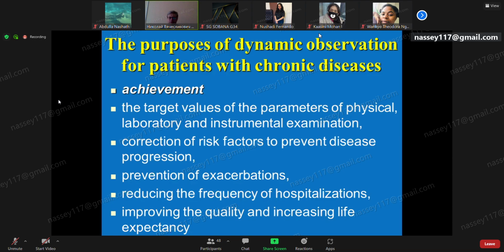The next goal, which we have to achieve by organization of secondary prevention, is correction of risk factors to prevent disease progression for all people with COPD, chronic obstructive pulmonary disease. Smoking is a very unpleasant risk factor, which supports disease progression, and so we have to cancel it as soon as possible. We have to forbid it.